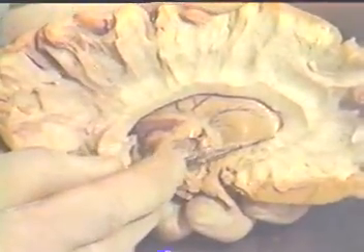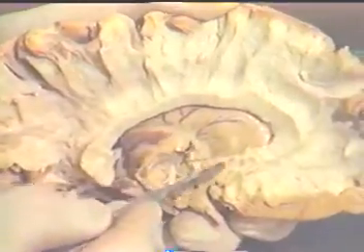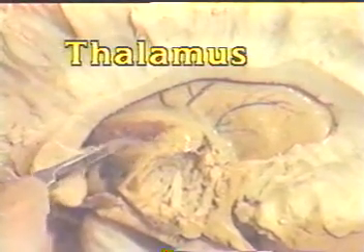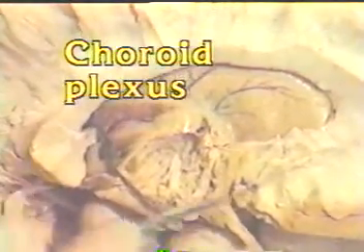And we'll go a little bit deeper now, and we can see what we are doing, here, all the way around towards the splenium. Take this away. And then we have opened up into the lateral ventricle. So the large structure you see here in the rostral part is the head of the caudate. And of course this is the thalamus with the choroid plexus here in the lateral ventricle.